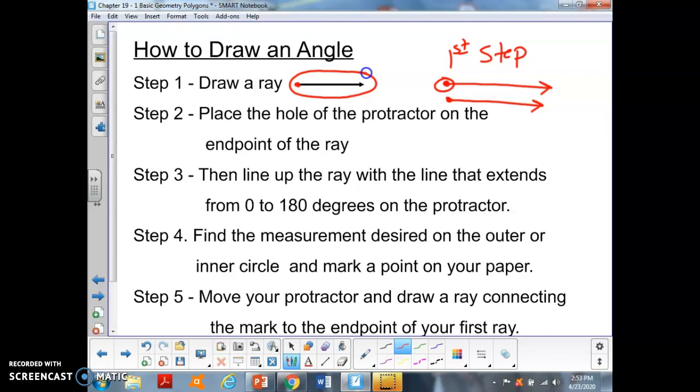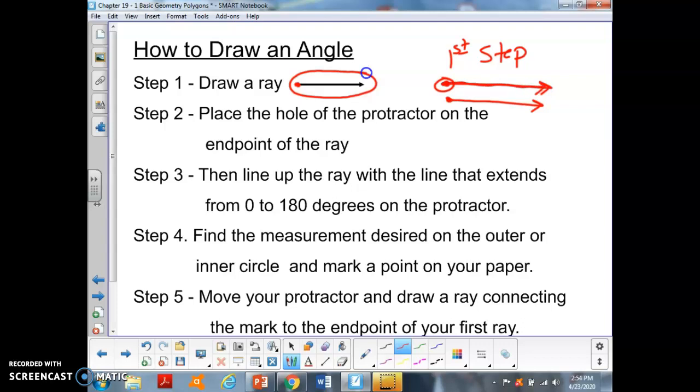Or you're going to find the measurement desired on the outer or the inner circle and mark a point on your paper, depending on which way you draw your ray, to your right or to your left. And finally, move your protractor and draw a ray connecting the mark to the endpoint of your first ray. So I'm going to go through these steps. Always start by drawing a ray.